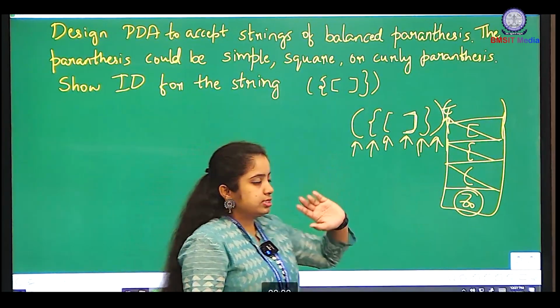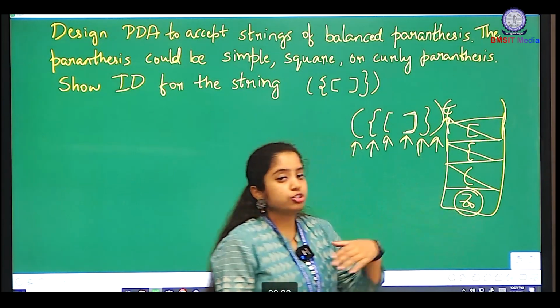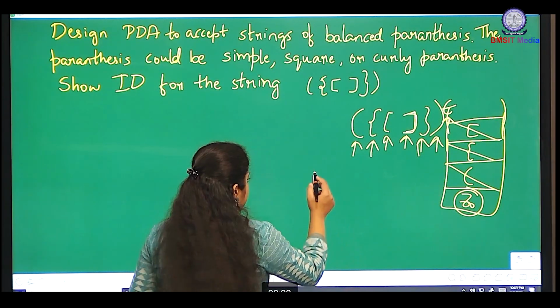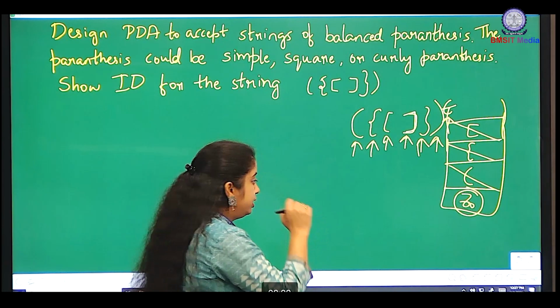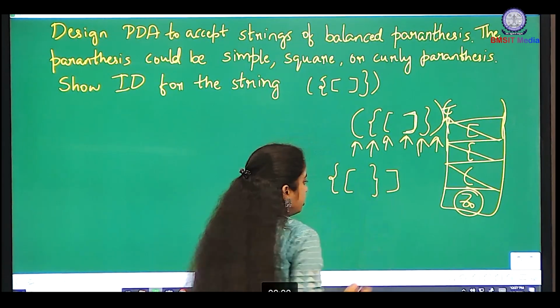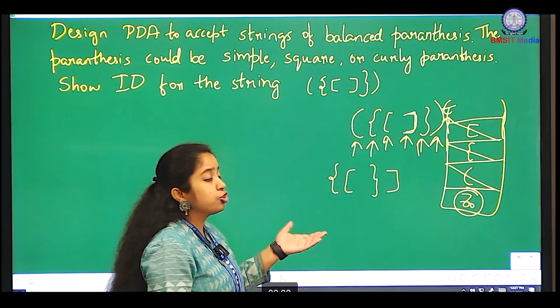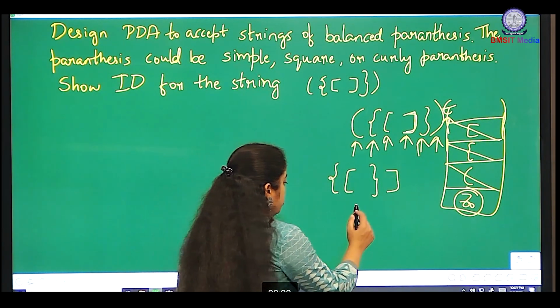So this is a simple example which we have taken, and we have seen how it should work. Let me take one more example that does not belong to the language. Say for example, this string. This is a simple string which is not balanced, which should not be accepted by the PDA. So what do you do?